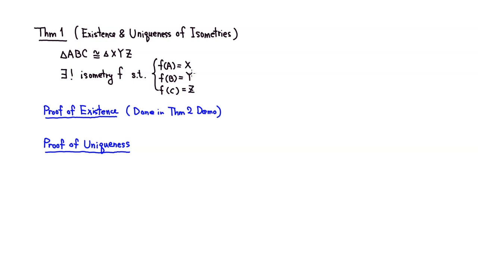Right? So there are two components. The first component is the proof of existence. This existence is demonstrated in the Theorem 2 demo, so I'm going to skip that. But let's focus on the proof of uniqueness. How come there cannot be two distinct isometries having this property? As usual, let's assume that there are two distinct isometries and then try to get in trouble.